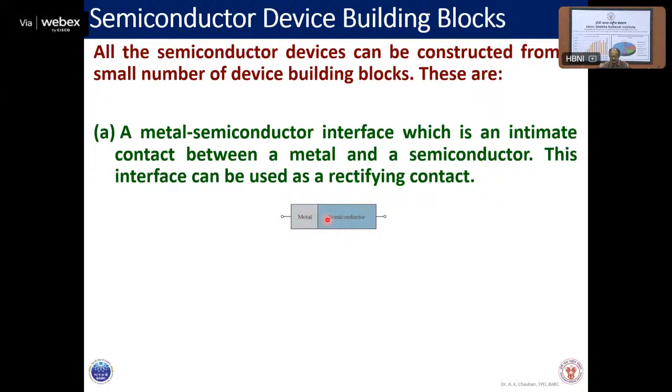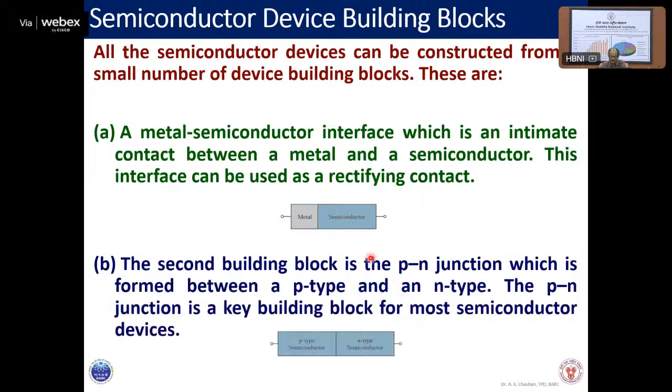You have added metal to a semiconductor, and obviously because of this addition there will be a barrier, and that barrier will depend upon the work function of this metal, how much is the barrier height, and then the electron affinity of the semiconductor. This will show in which direction the electrons will be moving. So this is the first building block.